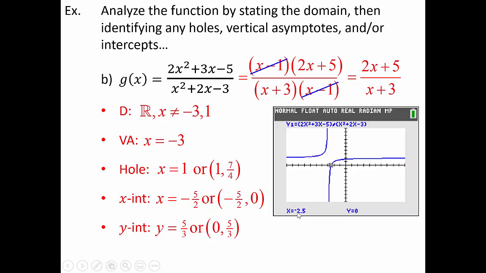X-intercept at -5/2, so -5/2 is -2.5. That has a y output value, y equals 0. And the y-intercept, if I input 0, I should get out 5/3, which is exactly what I do.